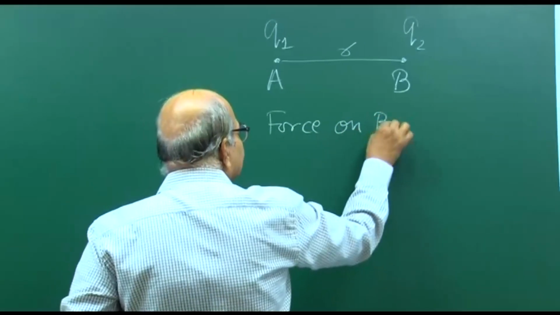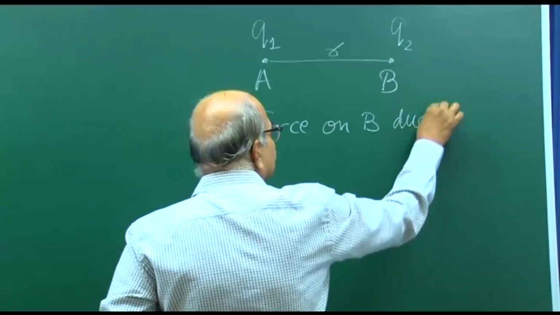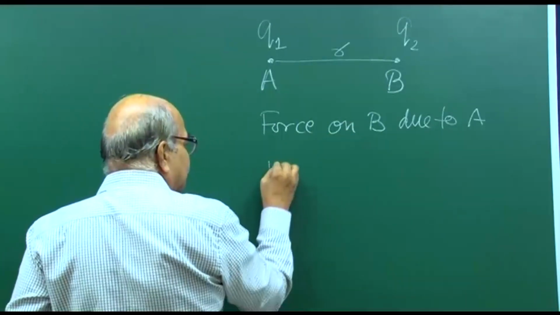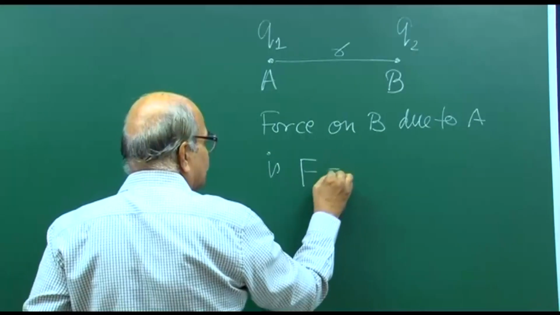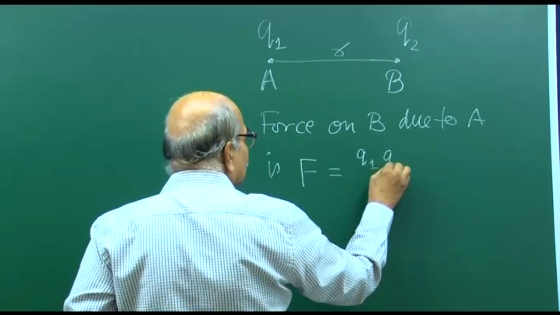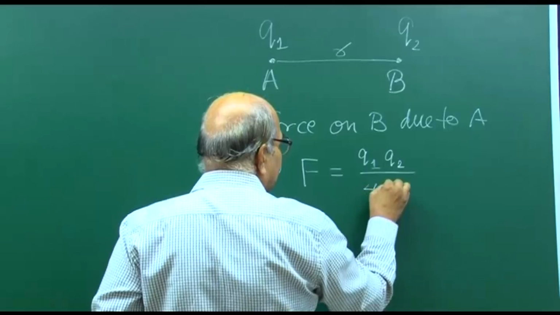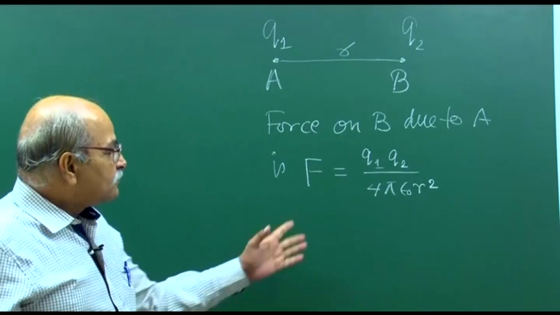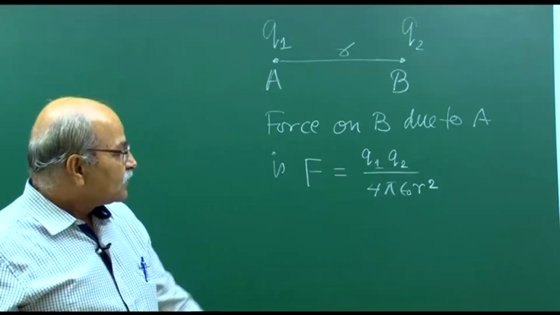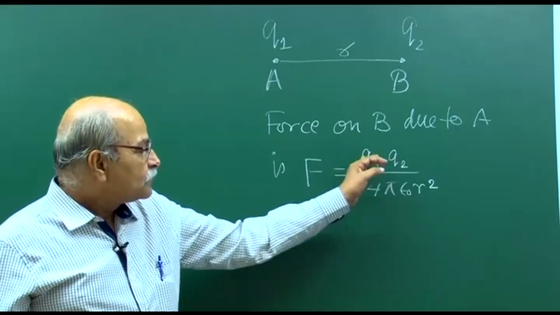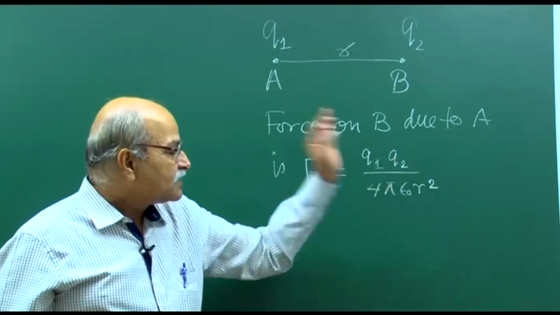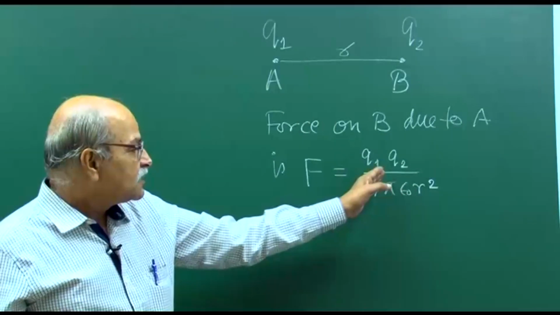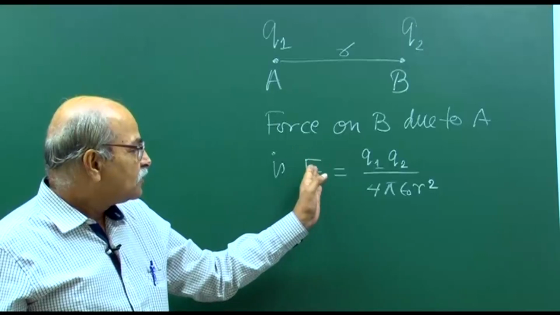So, if that happens, then the electrical force on, say, B due to A is given by force is equal to Q1 Q2 over 4 pi epsilon naught R square. And with proper direction, if the signs of Q1 Q2 are same, both are positive charges or both are negative charges, then this whole thing is positive and it gives me the magnitude of the force.